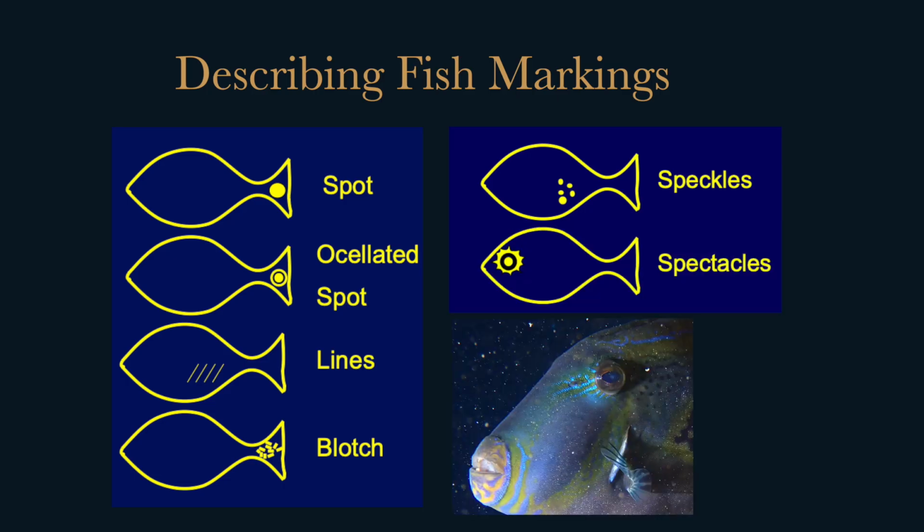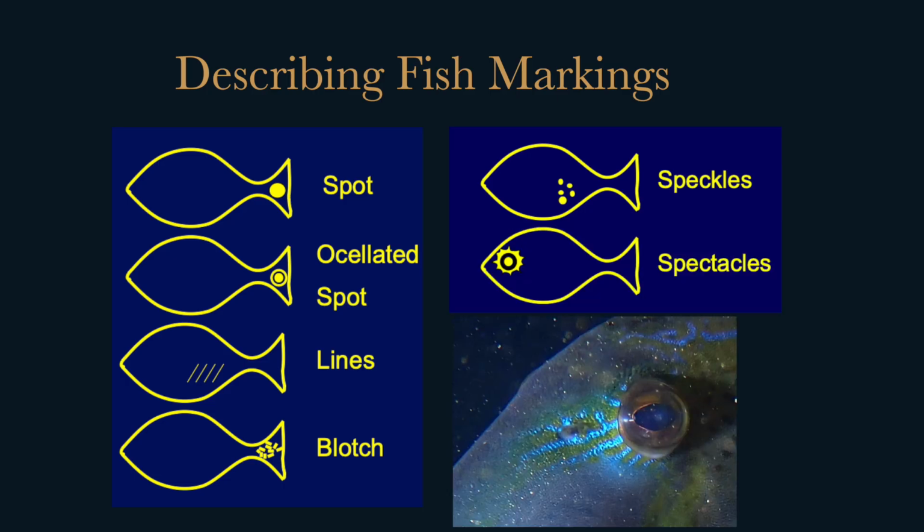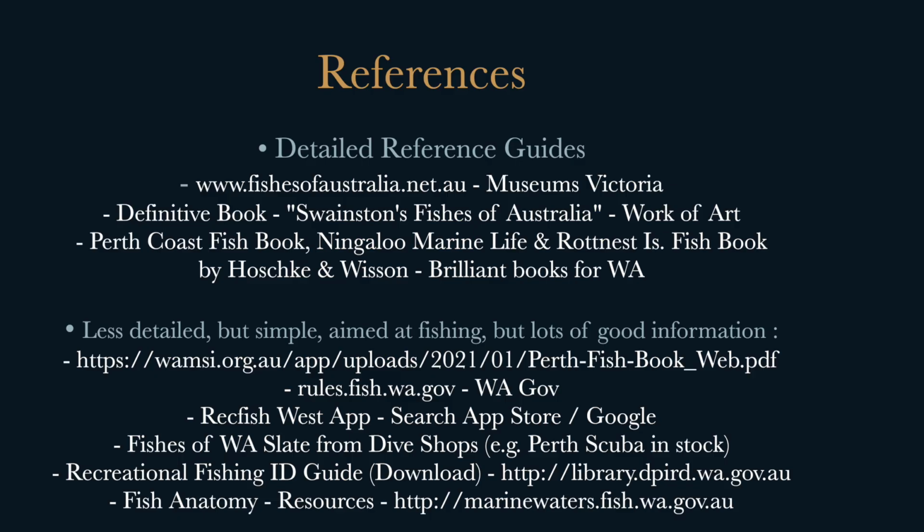Spectacles are lines around a fish's eyes. They usually radiate out from the eye. Remember, these are just guidelines to help you describe and recognize key identification features and to sketch and record those features. I've compiled a list of great references for West Australian and West Coast fish identification. Some are books and some are free references, including a free online book. Pause the video and check out these references later.